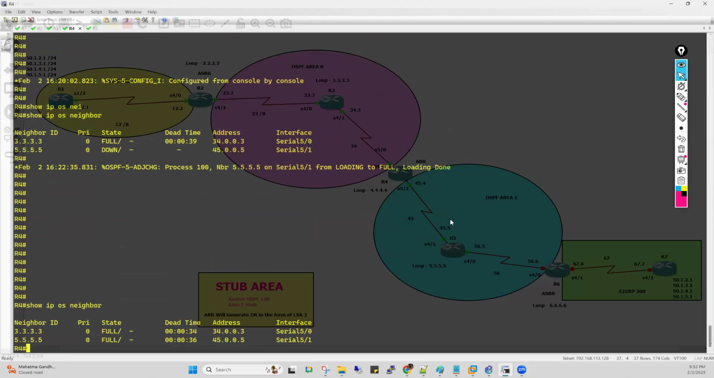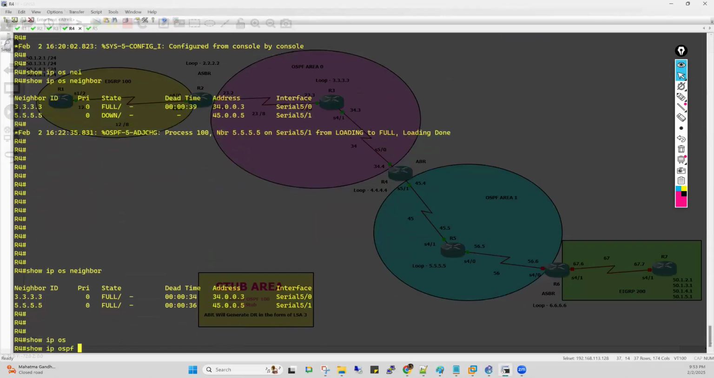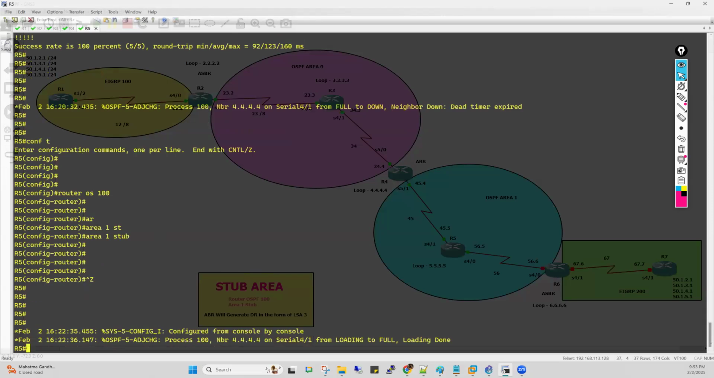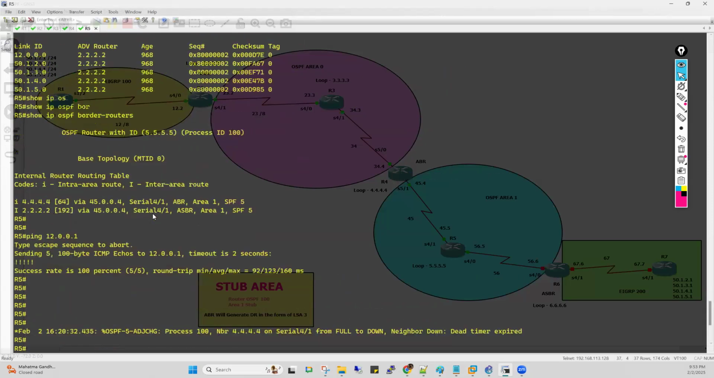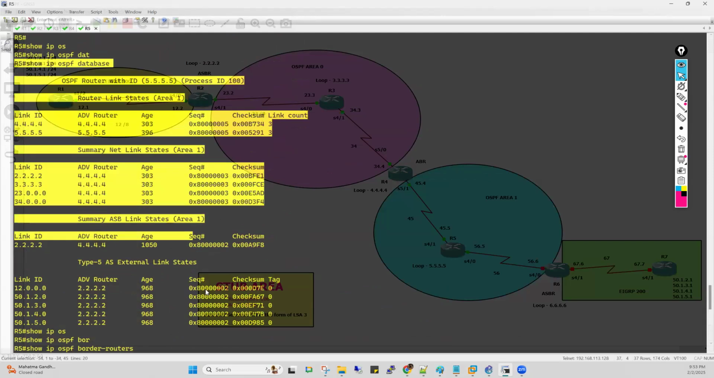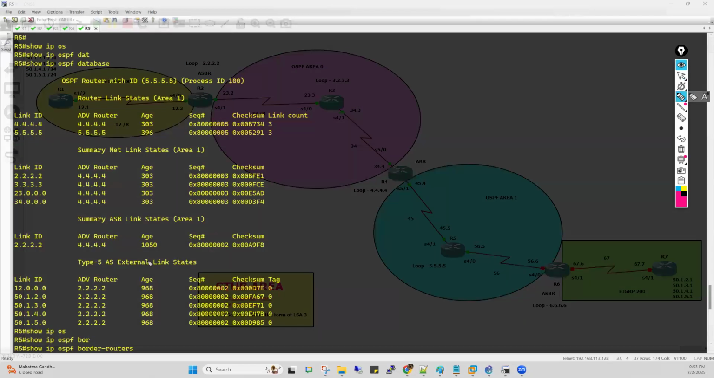What is the feature of stub area? When you configure the stub area, the external LSA will be removed here. I can show you. Show IP OSPF database. First of all, which router are we on? We need to go on R5. Before this, let me show you what the OSPF database was previously. See this database very carefully, guys, then compare. This was the old LSA database. In this, do you see LSA 5? Yes or no?